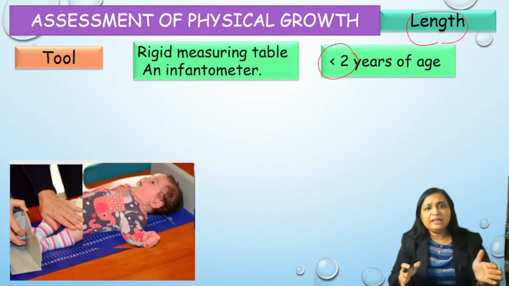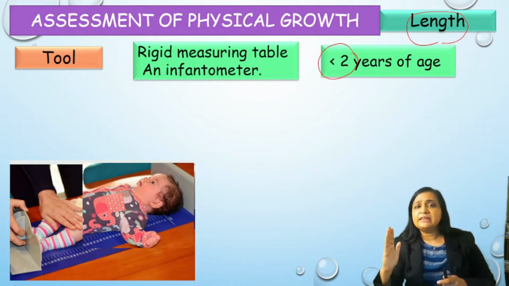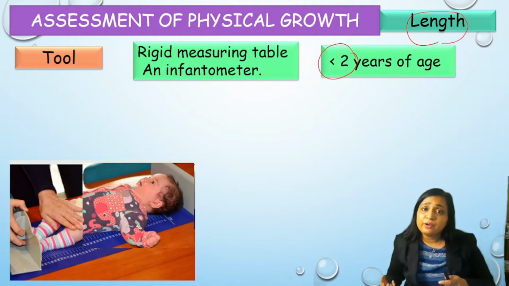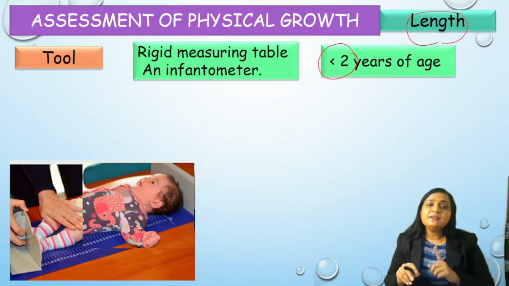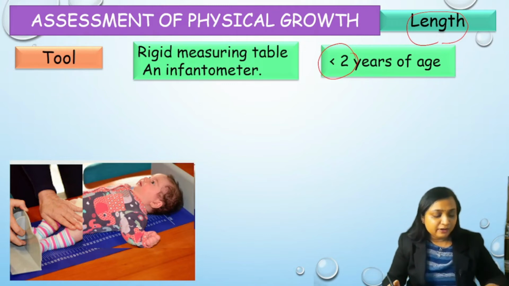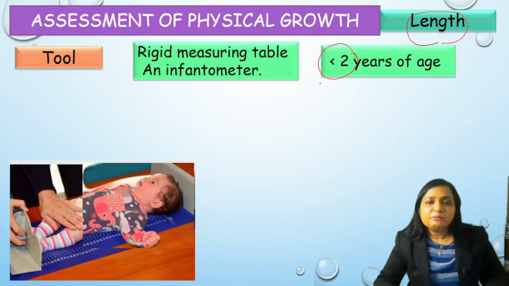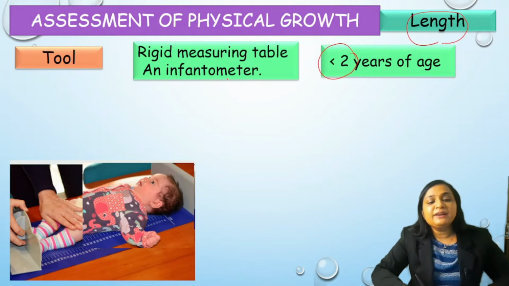When we are taking a length, it is supine, right? And when we are taking the height, it is standing. When someone is standing, the gravitational force of course is going to work, and the height will always be lesser than the length because of gravitational force working on the spinal cord, the vertebral bodies. So less than 2 years we are taking a length.